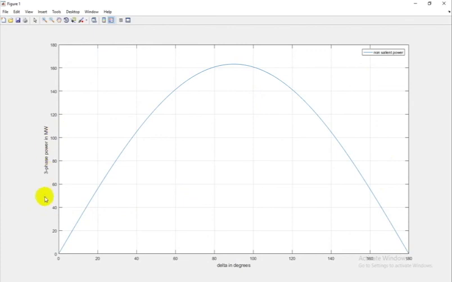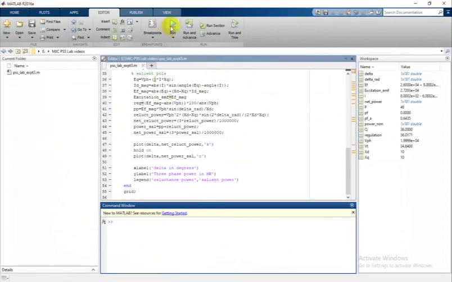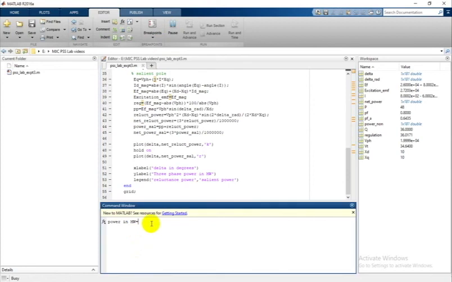In the y axis you have 3-phase power in megawatts, and in the x axis delta in degrees. So here the power is maximum at 90 degrees. As per the power angle equation it is drawn. So this is what was expected. Next, we will run the same code for the salient pole machine.